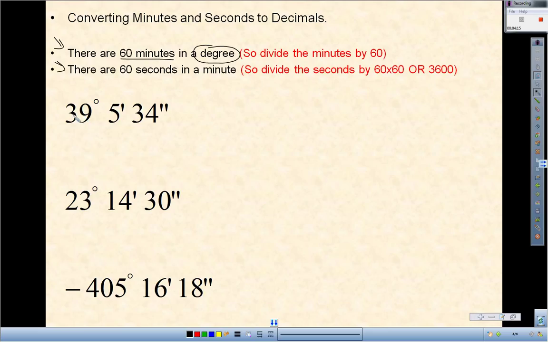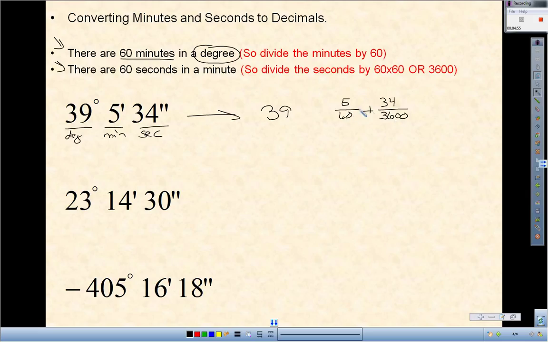For example, this is read 39 degrees, 5 minutes, 34 seconds. And I'm going to make a note of that. So this is my degrees, this is my minutes, and this is my seconds. So I want to convert that into a decimal. The way that I would do this, I'm going to write it out for you. My degrees I'm going to leave alone, so I'm going to have 39. But for my minutes, I'm going to have 5 divided by 60 plus 34 divided by 3,600, because there's 60 seconds in a minute and there's 60 minutes in a degree.